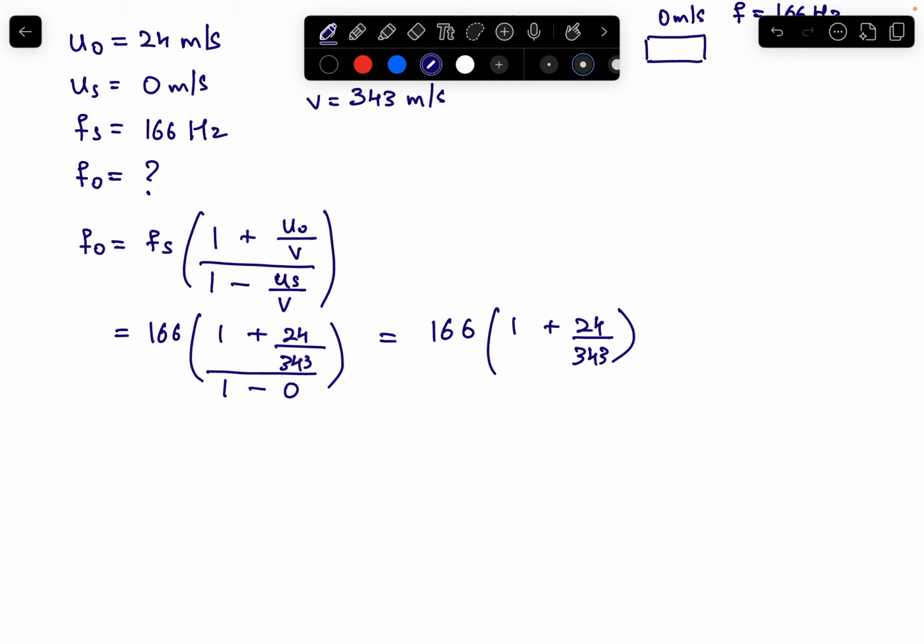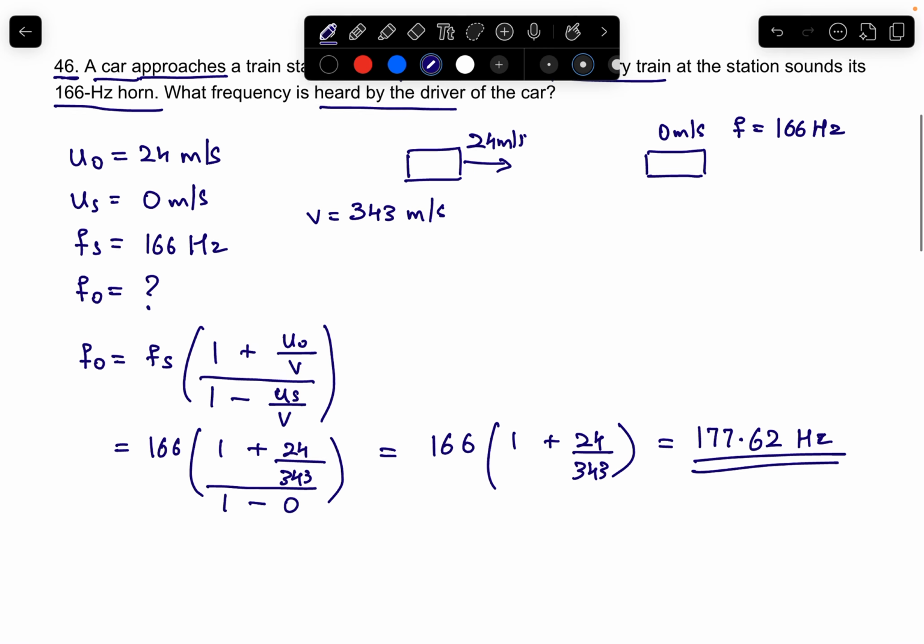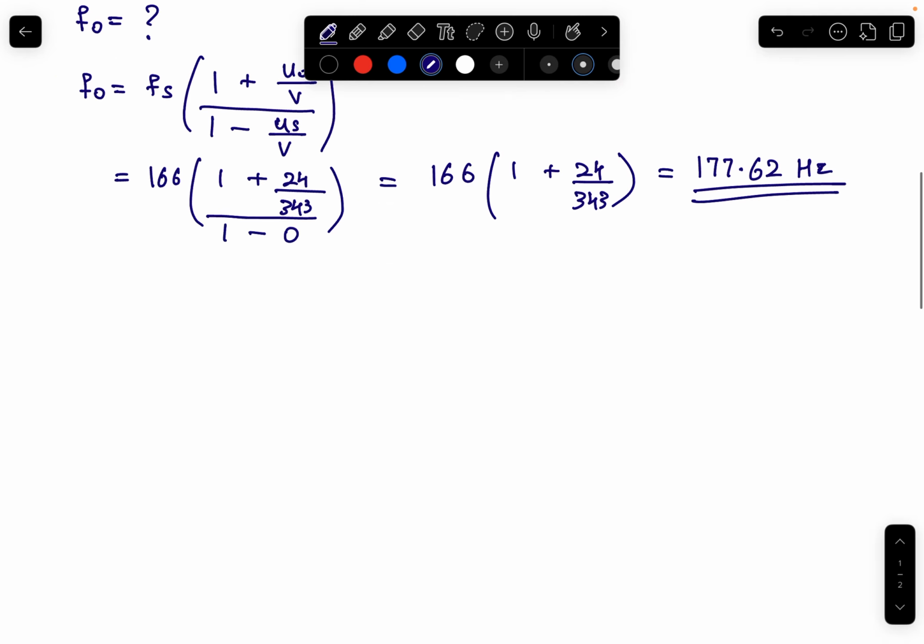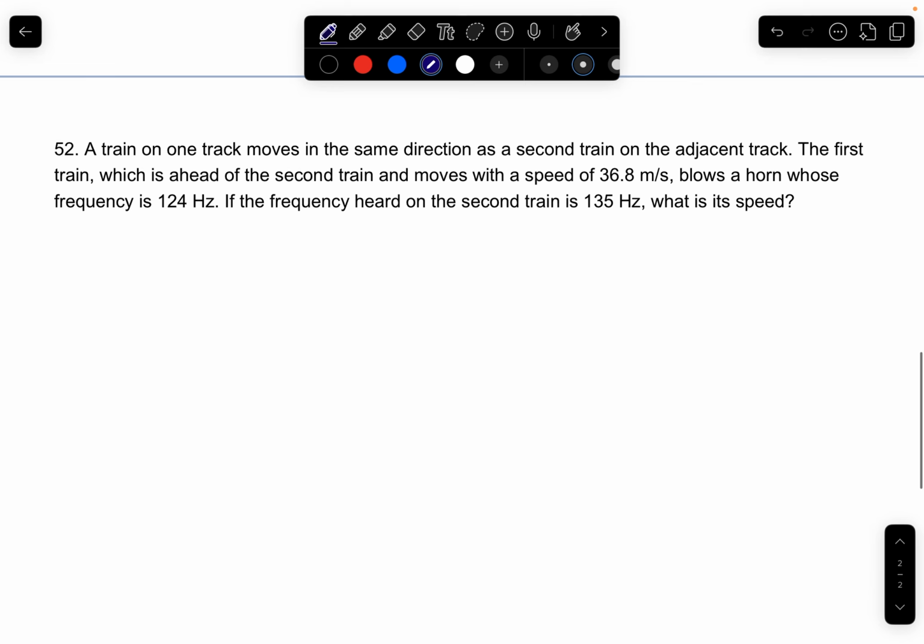Quickly calculating this, I get 177.62 hertz. Now this makes sense because when the observer is moving closer to the source, the frequency heard by the observer will always be higher than the frequency of the source itself. So that's our answer. Moving on to the second question.